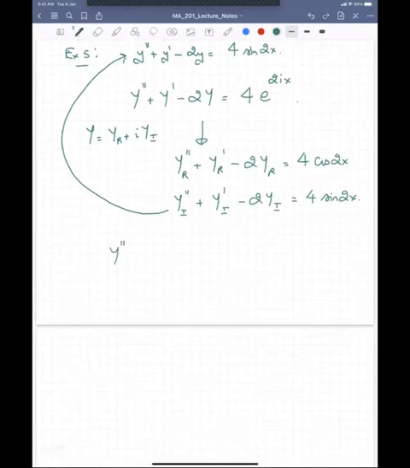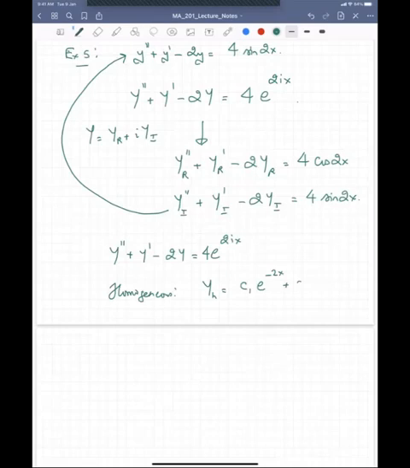So y double prime plus y prime minus 2y is, sorry, 4e to the 2ix. The homogeneous part, of course, has a solution. You can easily check that yh equals, from the roots of this, c1 e to the minus 2x plus c2 e to the x.